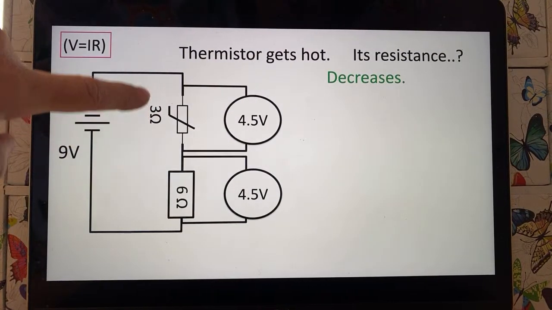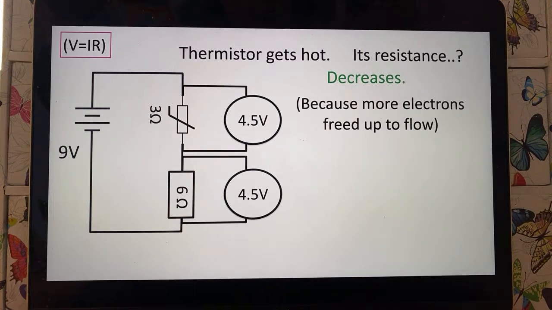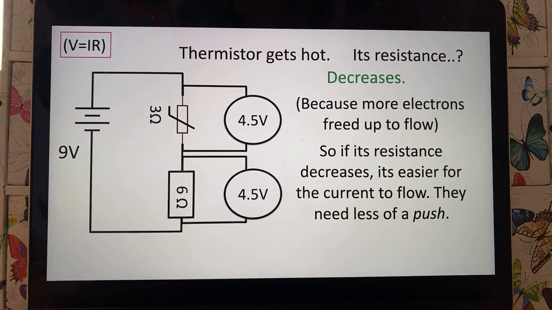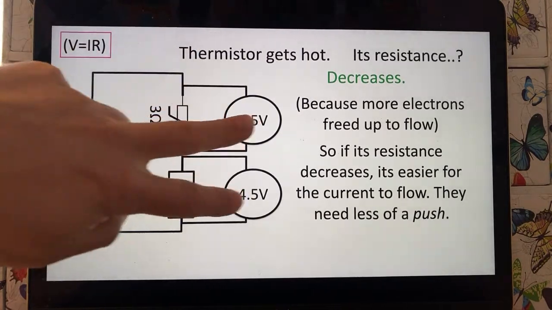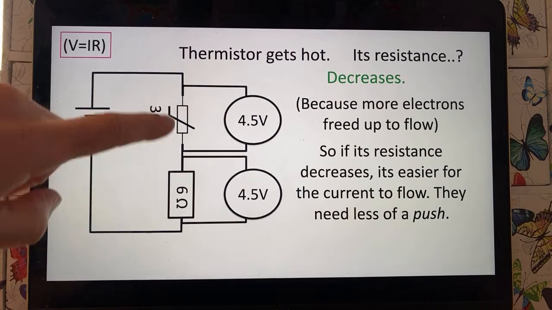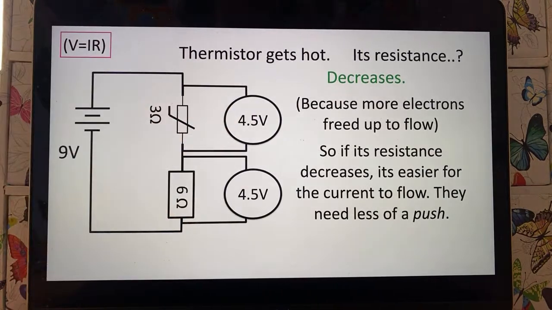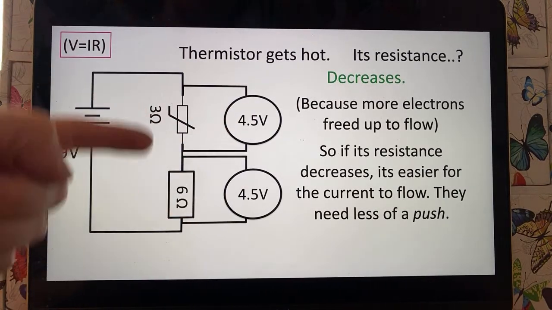So let's say that its resistance has gone down to 3 ohms now. Because more electrons freed up to flow. So if its resistance decreases, it's easier for the current to flow. So they sort of need less of a push. In my daughter's words, it's being less greedy. So this doesn't look right anymore, just intuitively does it? If these now are different things, they're not going to be sharing the voltage equally. And you might be able to see what happens.